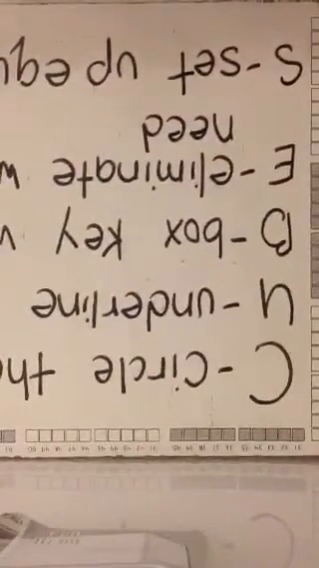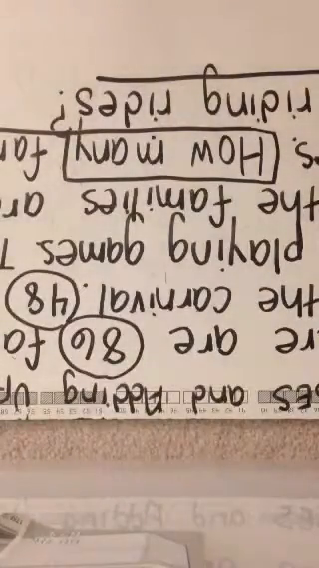The last step is set up the equation. That's what the S stands for. All right, so I'm going to think about it. It says there are 86 families at the carnival. 48 families are playing games. The rest of the families are riding rides. How many families are riding rides?